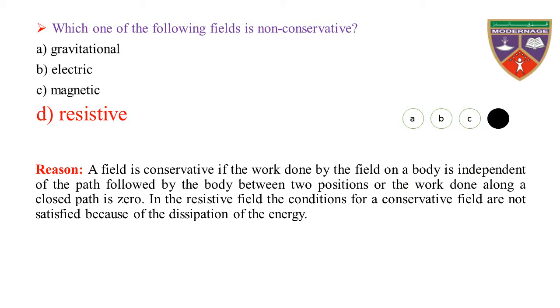Reason. A field is conservative if the work done by the field on a body is independent of the path followed by the body between two positions, or the work done along a closed path is zero. In the resistive field, the conditions for a conservative field are not satisfied because of the dissipation of energy. Hence, the resistive field is non-conservative.